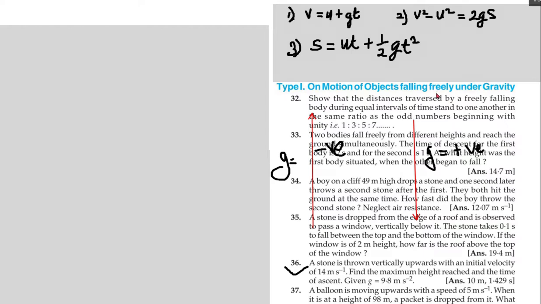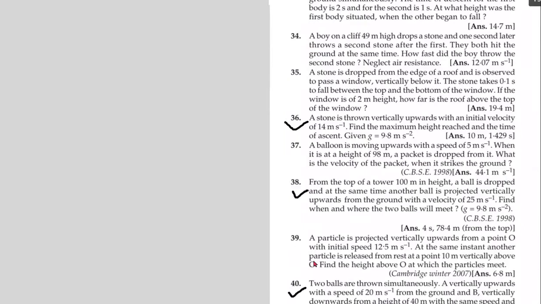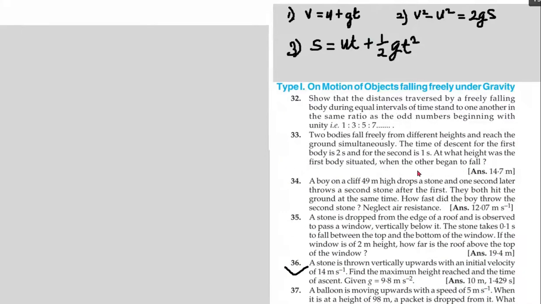If the object moves under gravity, here s usually denotes the height of the object. So displacement or distance, let me denote it as s. I'll try to solve questions number 36, 38, and 40. And your homework will be 33. Do the homework and submit before 6 p.m. today itself.